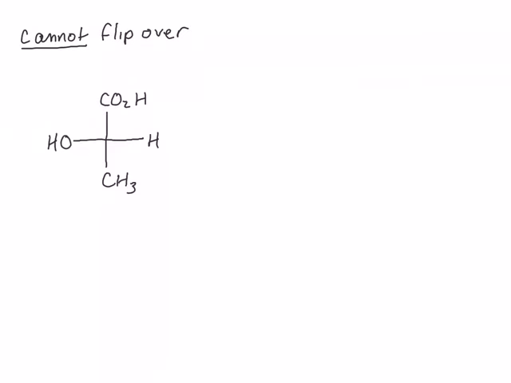Another thing you cannot do with a Fischer projection is you cannot flip it over. Flipping it over also changes the stereochemistry of the molecule. Let's look at an example. Again, we'll start with S-lactic acid. If we flip over S-lactic acid, we get this Fischer projection, and this is a different molecule.